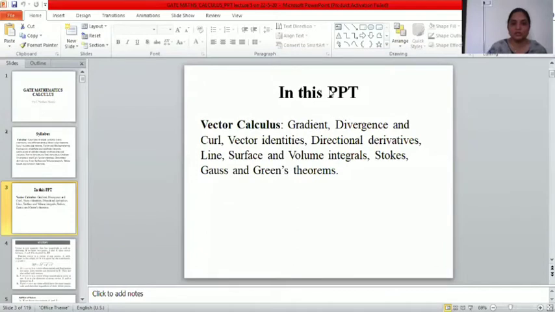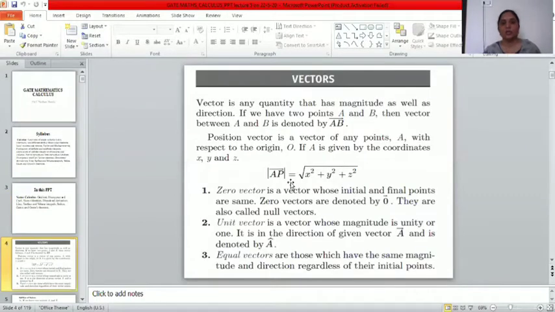Okay, in this PPT then we'll see vector properties, then Stokes and Gauss and Green's theorem. Then what is a vector? A vector is any quantity that has magnitude as well as direction.